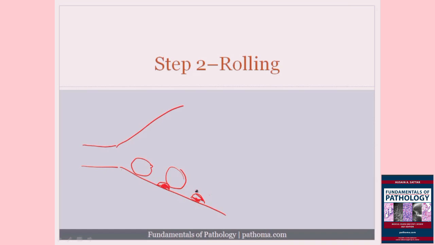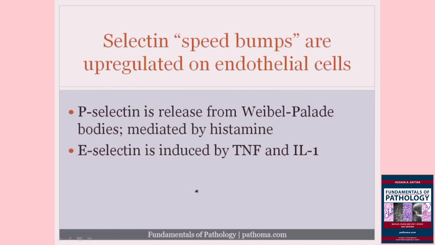And so that's what the next step is in acute inflammation. It's called rolling. Now let's read a little bit about this in detail. So what do I say in your text? I say that selectin speed bumps are upregulated on the endothelial cells. And I've made that very clear already by the image that I just drew.